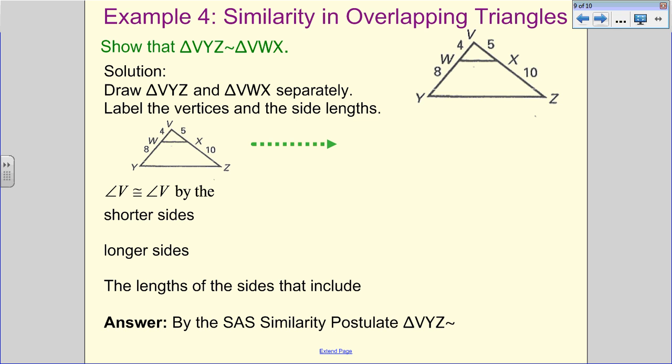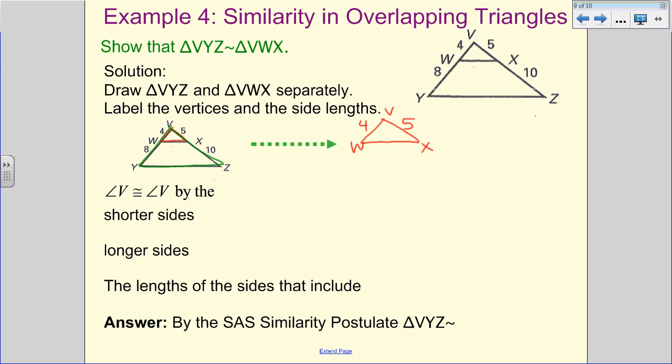Once again, we're going to take a look at these overlapping triangles and see what we do here. So we're trying to show that they are similar. So we're going to try and set up ratios with corresponding sides and show that we have a congruent angle. So I'm going to take a look at VWX, and I'm going to draw VWX. Label what I know. This is 4, and this is 5.